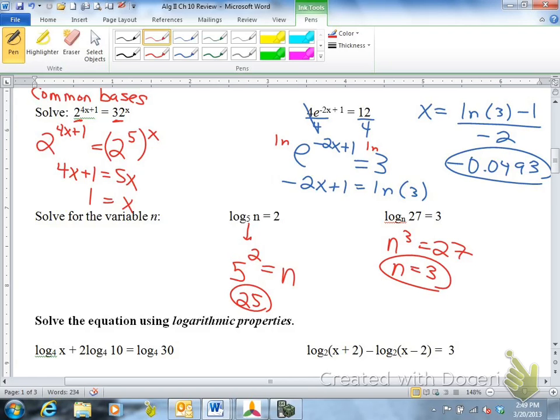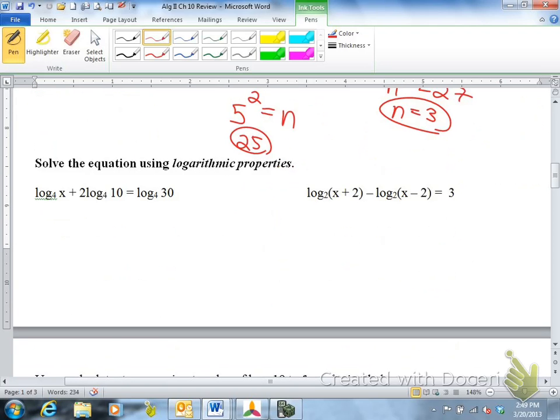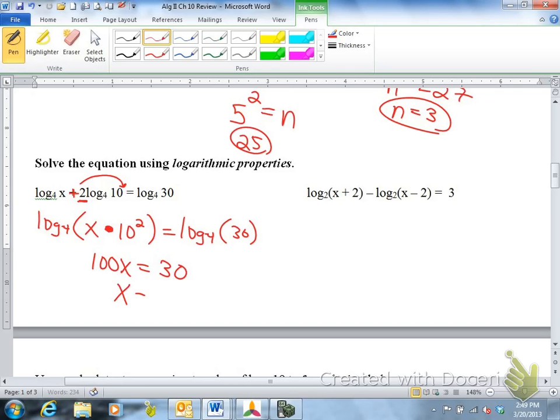And the next two, you have to use logarithm properties. You have to condense here, because you have 2 logs. This 2 needs to move to be an exponent. So you'd have log base 4 x times 10 squared equals log base 4 of 30. So they both have log 4, so you can ignore them. You have 100x equals 30. So x equals 3/10, or 0.3.